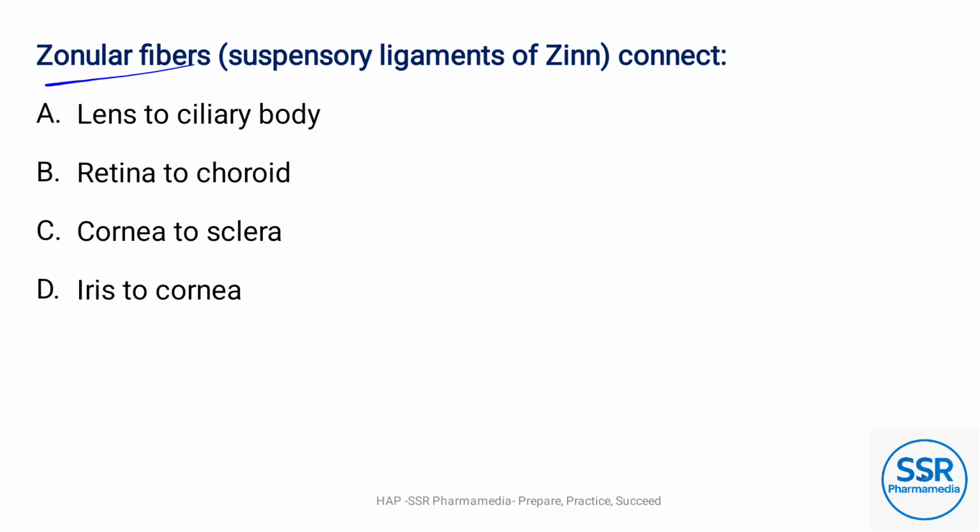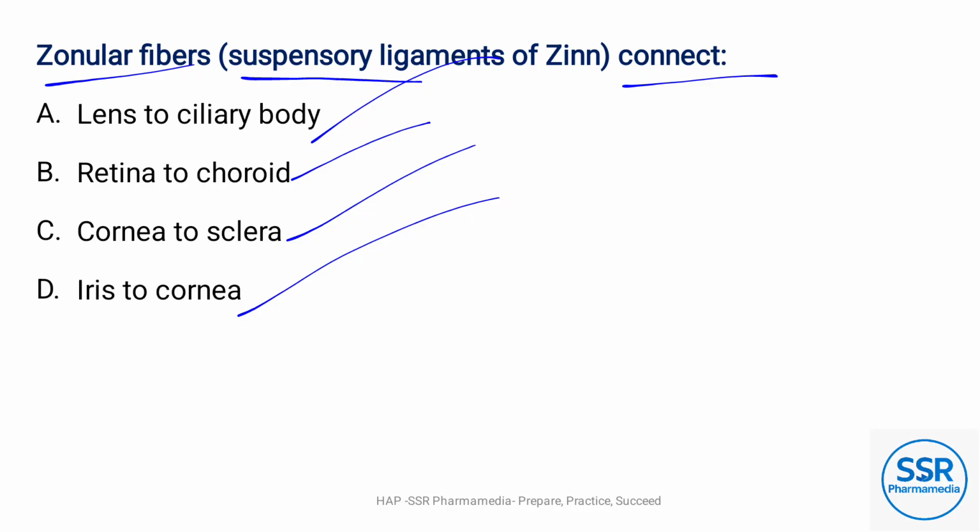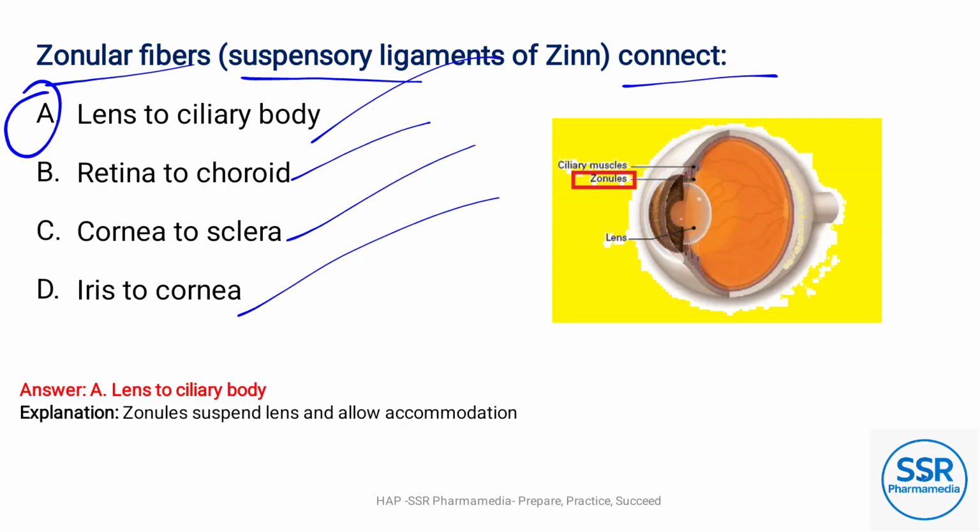Zonular fibers are the suspensory ligaments of Zinn. They connect: option A, lens to ciliary body; option B, retina to choroid; option C, cornea to sclera; option D, iris to cornea. So the answer is option A, lens to ciliary body. Zonular fibers suspend the lens and allow accommodation. These are the zonular fibers.